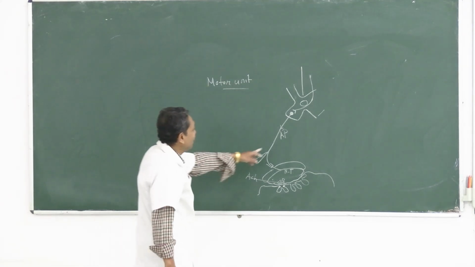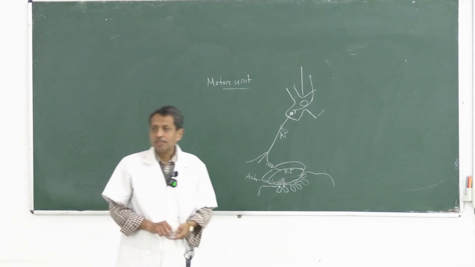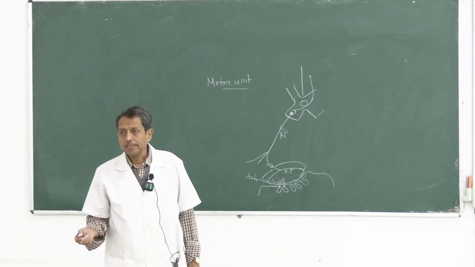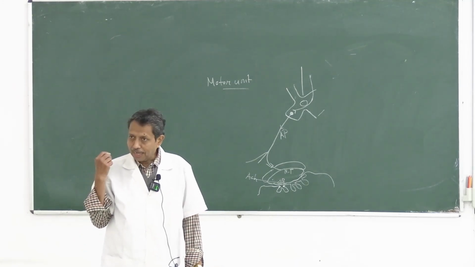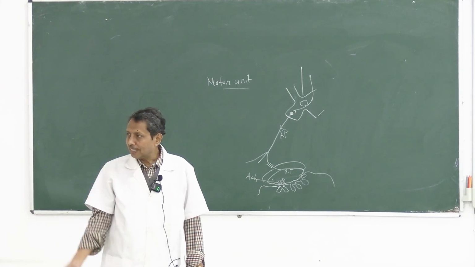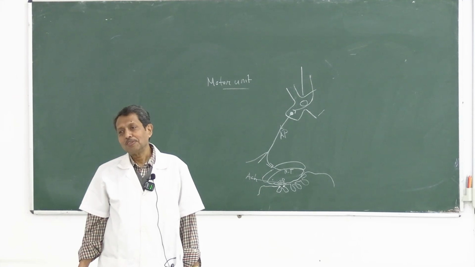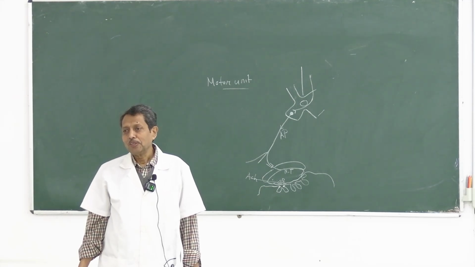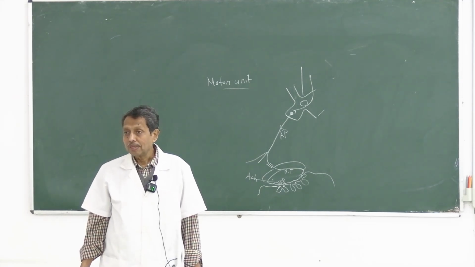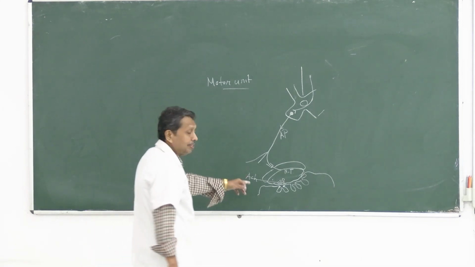The action potential will come. It is a voluntary muscle. When I wish, I can flex, and when I wish, I can extend. Whenever there is no wish, they will remain in this position. So it depends upon our will, so they are voluntary muscles. And the action potential is coming.